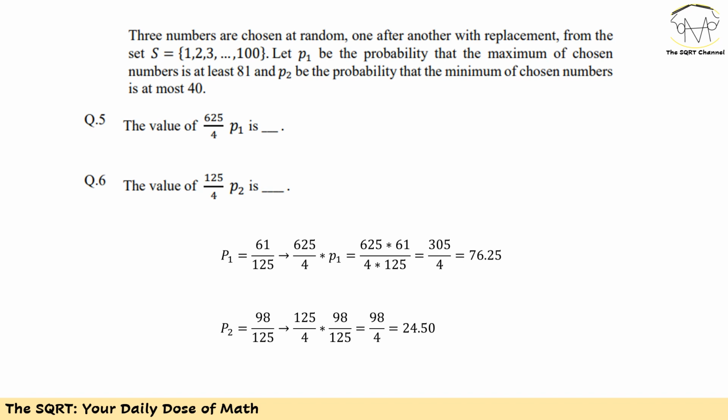Targeting question 6, we need to find the value of 125 times P2 over 4. So we are going to replace P2 with 98 over 125, and then 125 over 4 times P2 is going to be 24.50.